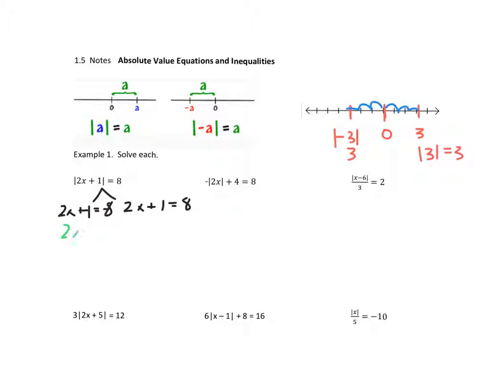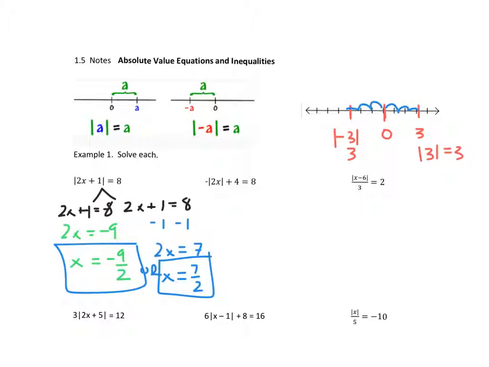So solving, I'll get 2x plus 1 equals -9. X could be -9/2, or x could be 7/2. Okay, both of these numbers, when you plug them in, they'll work for x.